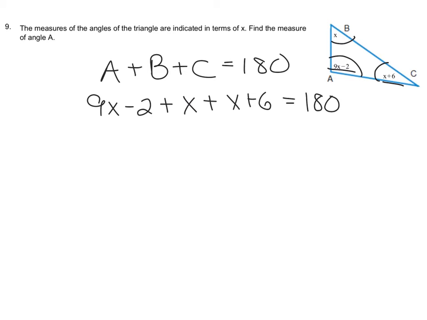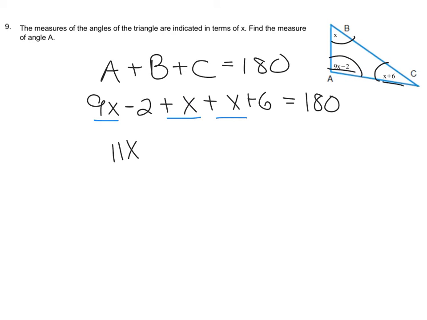The first step is to combine like terms. So I want to add all my x terms together. I have 9x, a positive x, and then another positive x. 9x plus x is 10x, and then plus another x is 11x. So all my x's combine to make 11x.